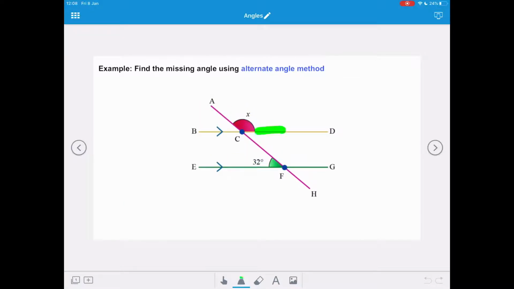Now we're going to look at the same example, but this time we're going to use the Z shape, the alternate angle method. And this time we're calculating angle DCF instead, and that's going to be 32 degrees. And so now angle ACF or ACH is going to be 180 degrees. So X is the supplement of our 32-degree angle. So again, we're just going to do 180 take away 32, and our angle is still 148 degrees.